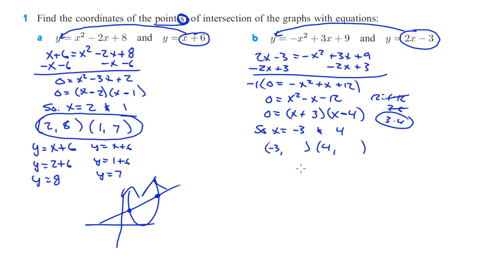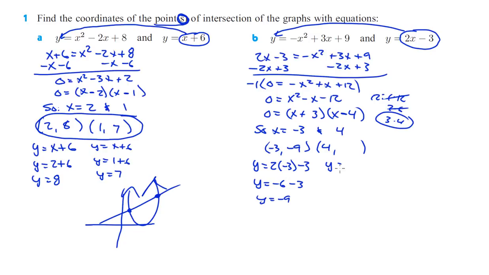And now we have to find both of the y's. So y equals 2 times x, which in this case is negative 3, minus 3. Just using this one right here. So we get y: 2 times negative 3 is negative 6, and negative 3 gives us negative 9. So one intersection point is at negative 3, negative 9.